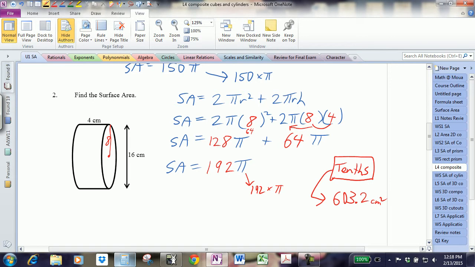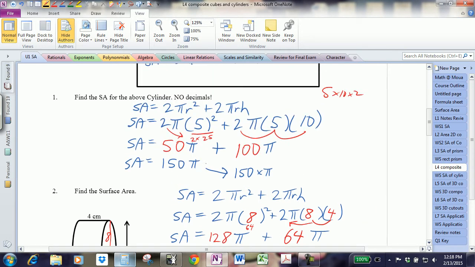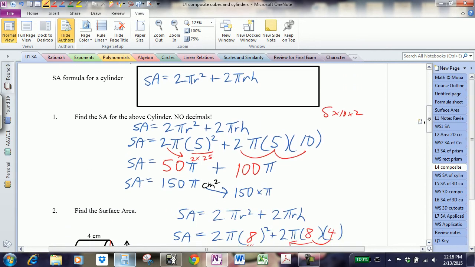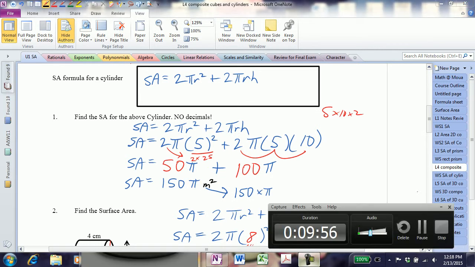Okay, so this will be 603.2 centimeters squared. We shouldn't forget our units. So we should have centimeters squared and meters squared for the top one. Any questions? Anything you're stuck on or unsure of?